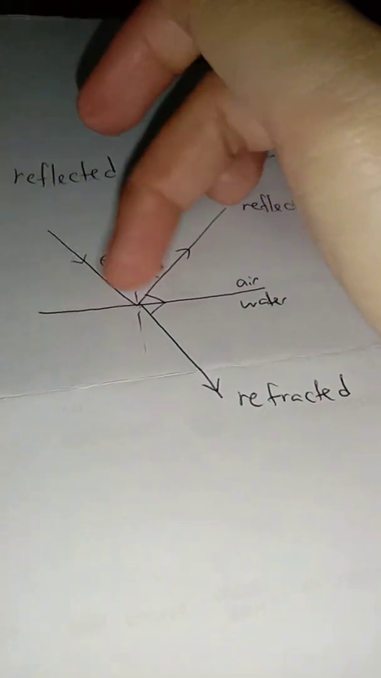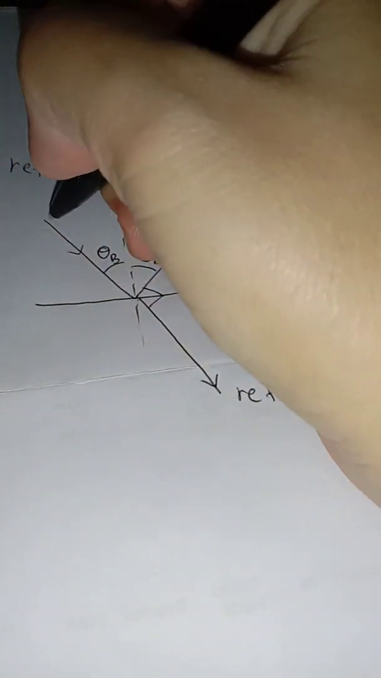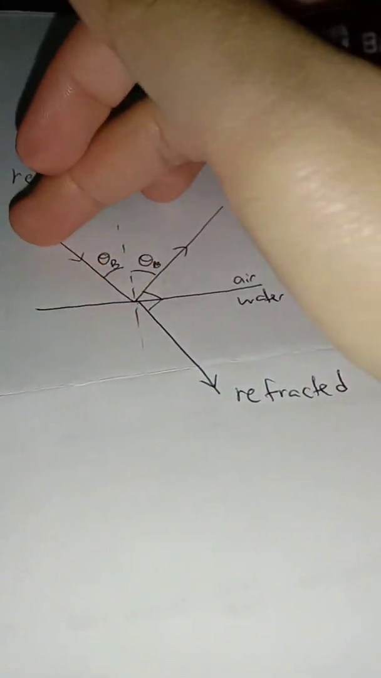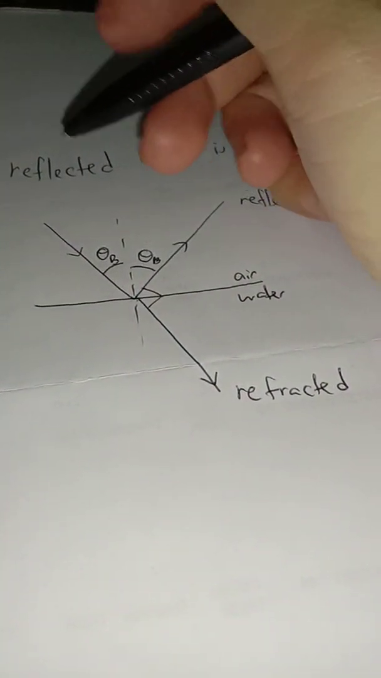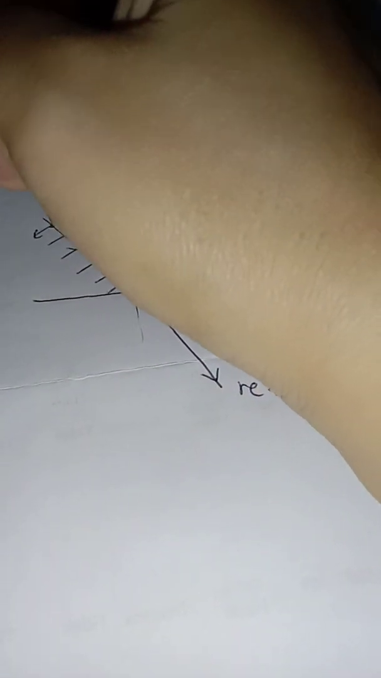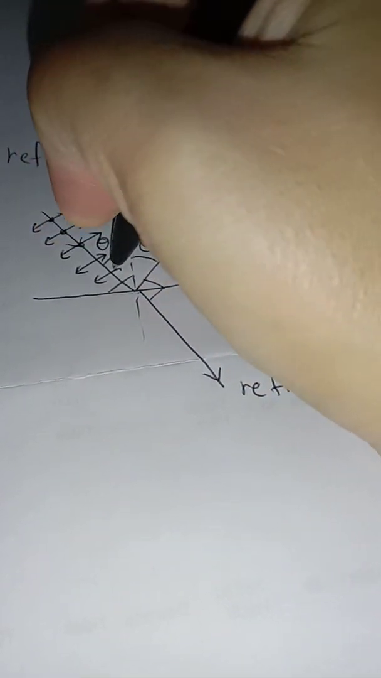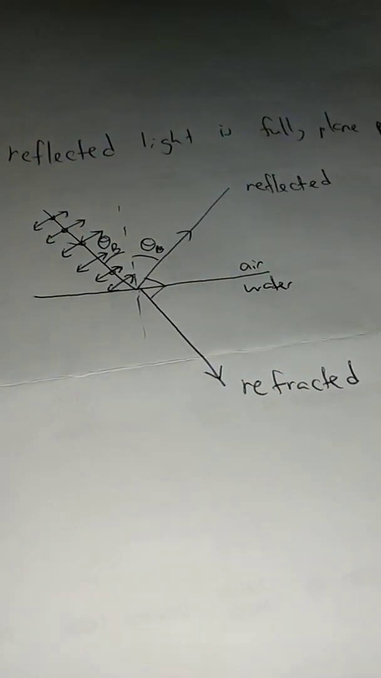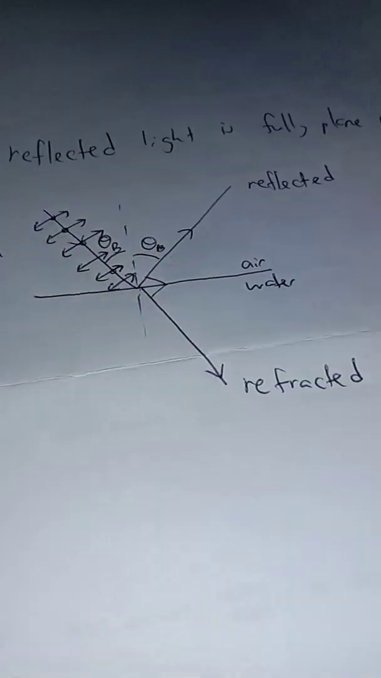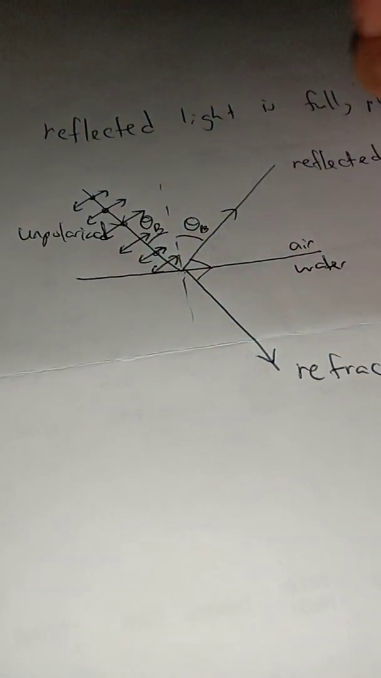And for Brewster's angle, the incident light that comes through and strikes the water is unpolarized light. Okay, it's an unpolarized light. So this is how we draw the unpolarized light. This is unpolarized. Okay, this is unpolarized light.